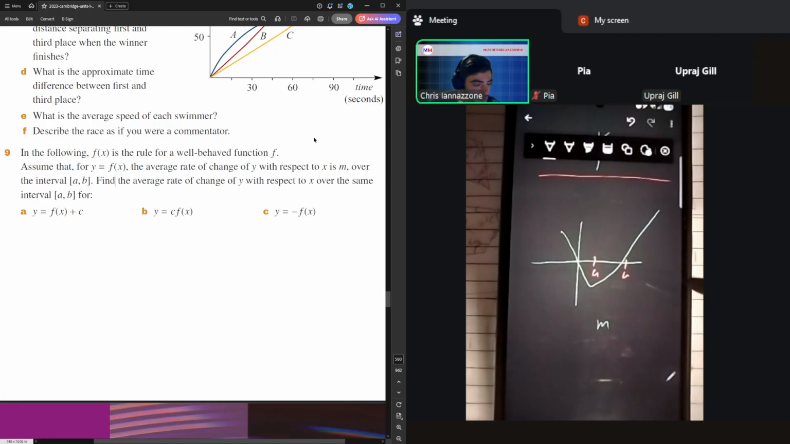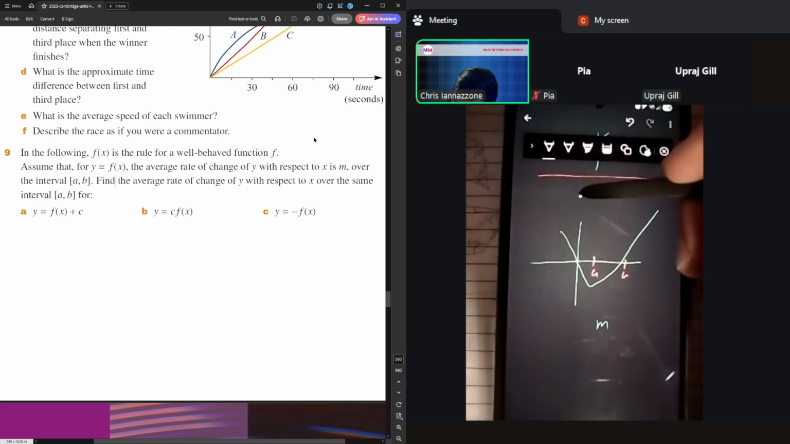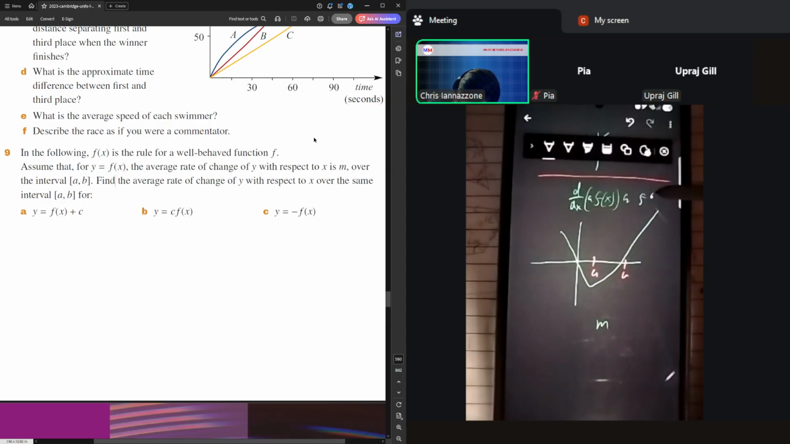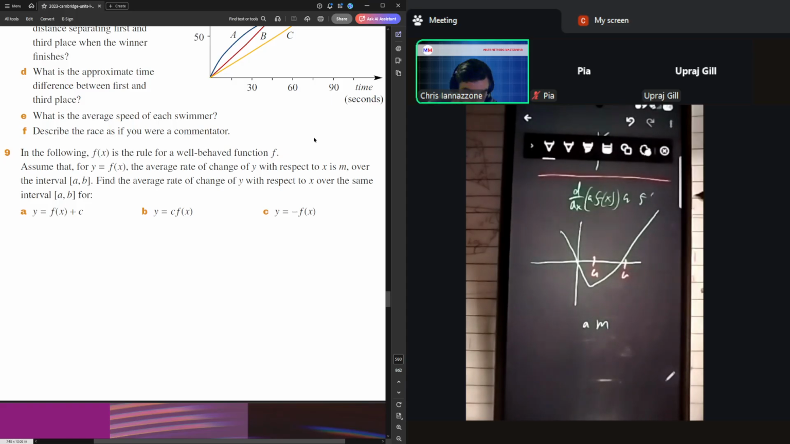Part B, c times f of x, that's a dilation factor, so we're stretching along the y. And so because we are now stretching along the y, if you think about if you had derivative of regular f, you get f dash. If you have derivative of a f of x, you get a f dash because it's a constant multiplier. And so instead of the gradient being m, it's now a m over that interval.